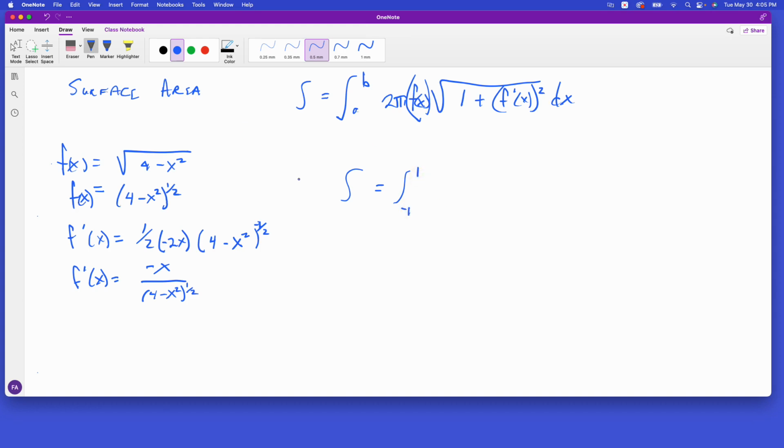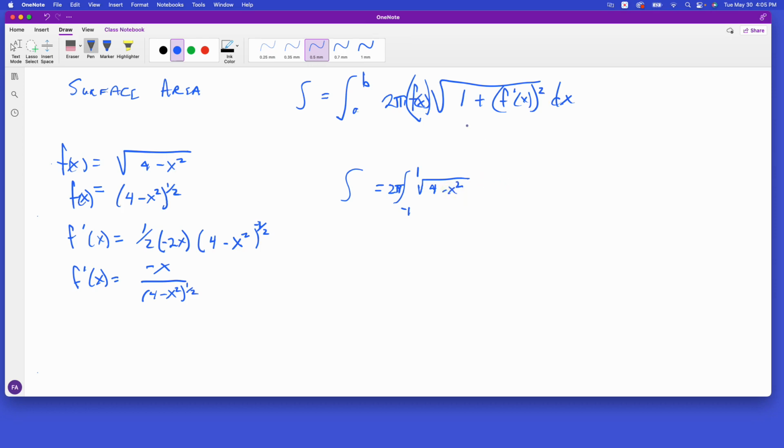Now, if you were to actually graph this, you can get an idea of what this shape looks like. And I encourage you to grab a graphing calculator or go to some other web-based graphing system and graph it in one of those locations. So I can put 2 pi on the outside just to get it out of the way because I don't need to deal with that right now. I know my function f is the square root of 4 minus x squared.